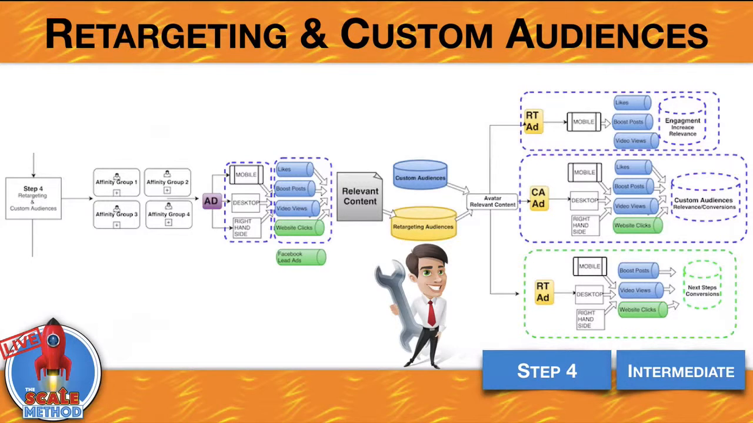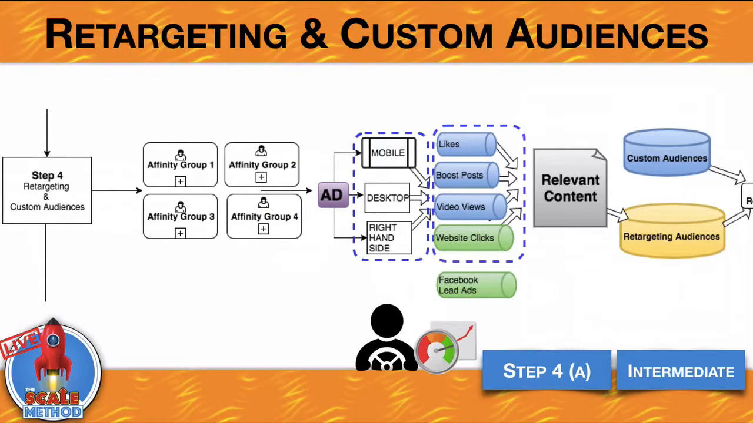So retargeting and custom audiences. So let's really take a look at this deep down. See, what's going to happen is as we're targeting our affinity groups right here into the ad, right? We're running just content marketing. We're testing mobile, desktop, right-hand side. We're testing this on likes, boost post, video views, website clicks. We're running this to relevant content. Again, it could be a blog. It could be a news article, something on our site.